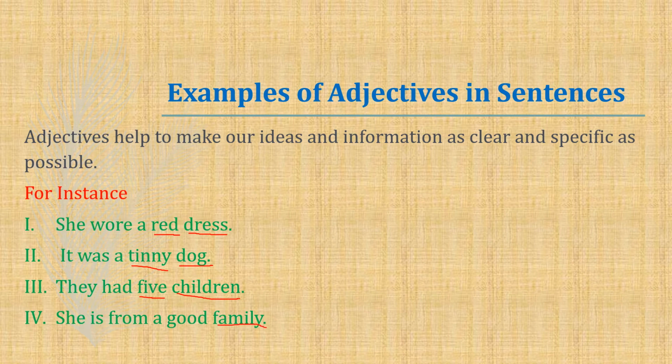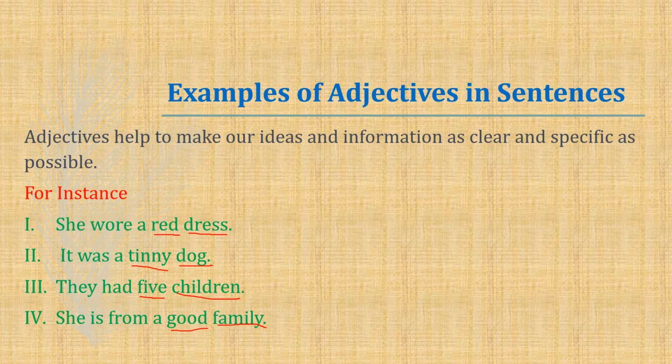The last example is, she is from a good family. Family is our noun. Good in this case is our adjective. So good is giving more information about the noun family. If you ask the question, which family? It is a good family. Which family does she come from? It is a good family.